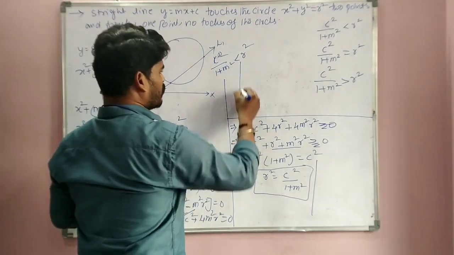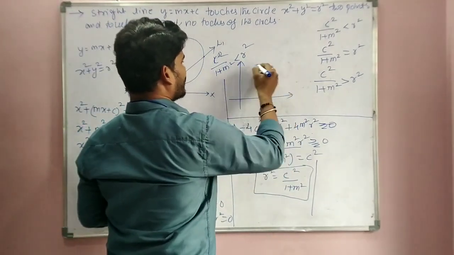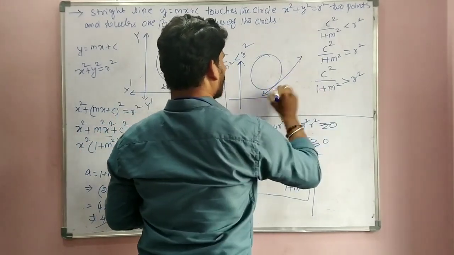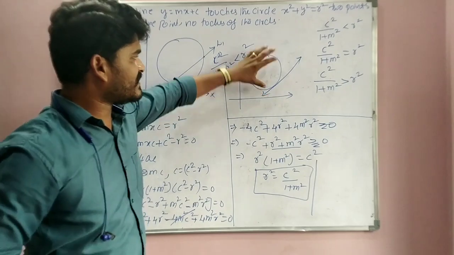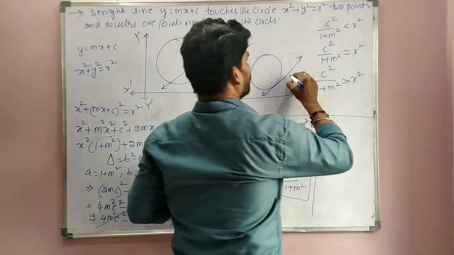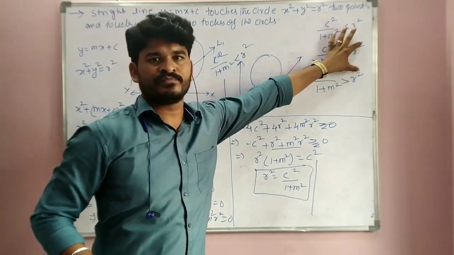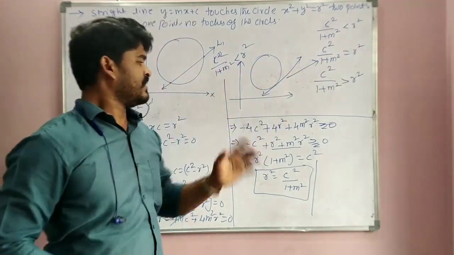Same way, one more diagram. This is a circle. The straight line touches at 1 point. For this diagram, c square divided by 1 plus m square is equal to r square. This condition is satisfied.